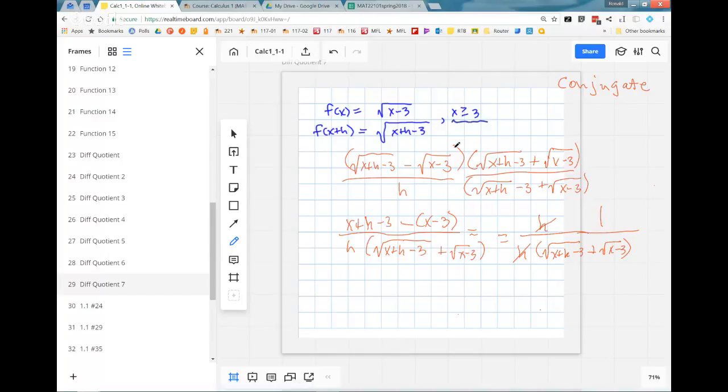Okay, so conjugates become a very important part of solving.